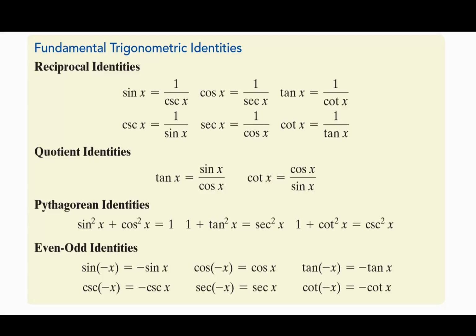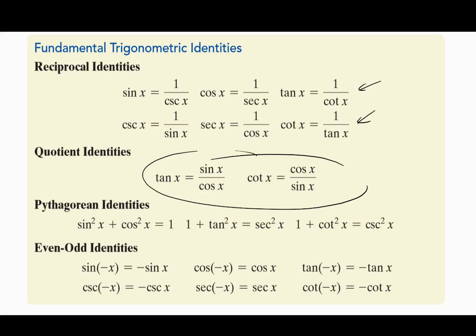The reciprocal identities say sine is 1 over cosecant, cosine is 1 over secant, and tangent is 1 over cotangent. The reciprocal identities also work the other way: cosecant is 1 over sine, secant is 1 over cosine, and cotangent is 1 over tangent. My quotient identities are for tangent and cotangent: tangent is sine over cosine, and cotangent is cosine over sine. Typically, we're going to use these two way more than we're going to use the reciprocal identities of tangent and cotangent.